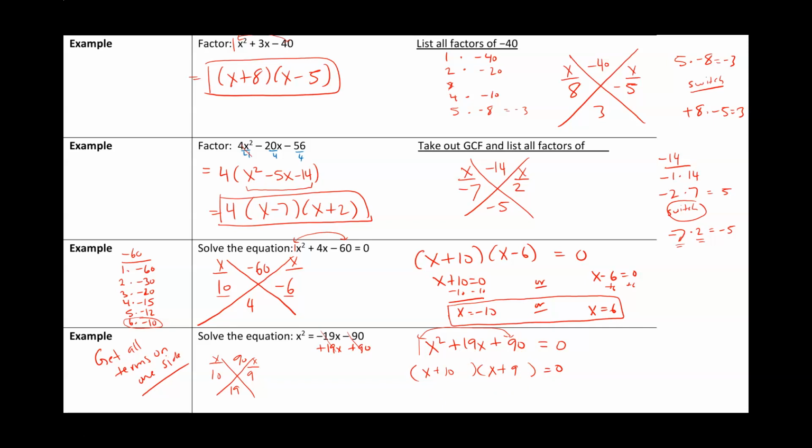But I'm not done yet because I want to solve the equation. So I have x plus 10 equal to 0 or x plus 9 equal to 0. If I solve this, I get x equal to negative 10 or x equal to negative 9. Those are my answers.